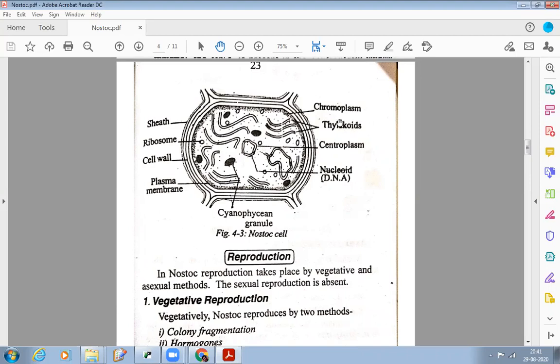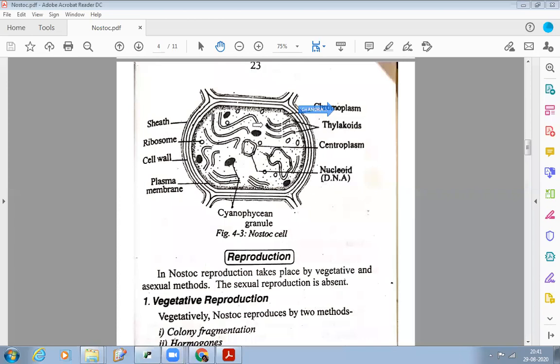So the peripheral portion is known as the chromoplasm, and the central portion is the centroplasm, which is enclosing a naked genetic material known as an incipient nucleus or pseudonucleus or nucleoid. Okay, it is DNA.